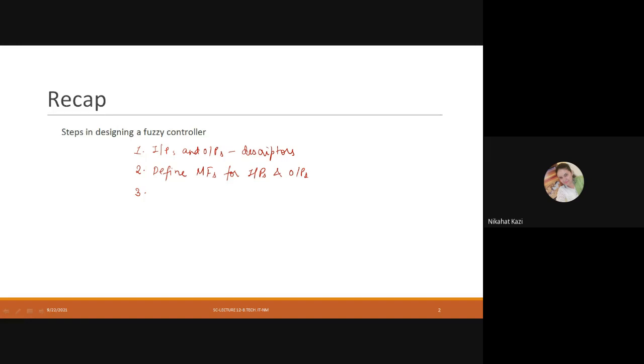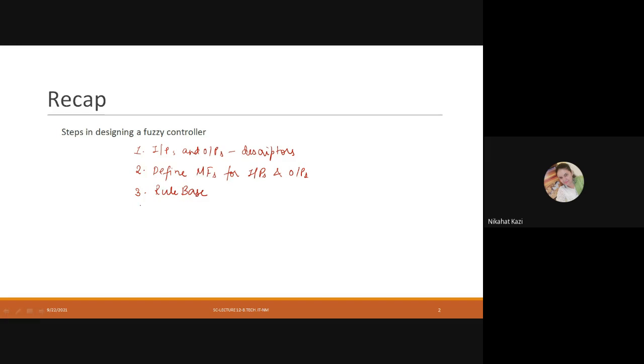We're done with everything representing inputs and outputs. As far as that is concerned, we are done. But what is the heart of the system? Form a rule base. Correct. So you need to form the rule base. So you decide what will be the rules for inference.